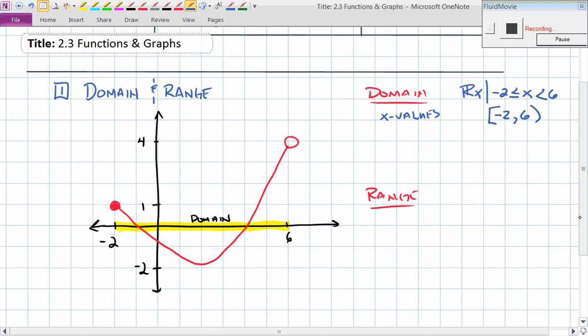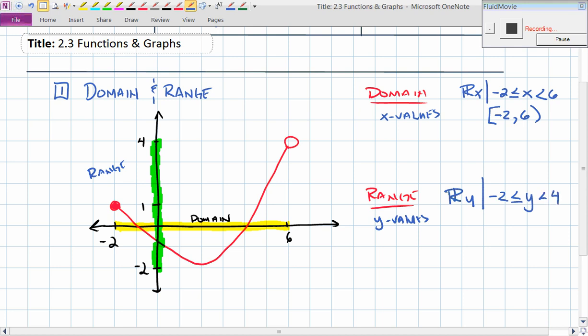Now, for range, we would do the exact same thing, except we would squish the graph onto the y-axis. So if I squish the graph onto the y-axis, you can imagine all of these points right here would be lit up on the y-axis. That right there indicates your range. So when we're talking about range, we're talking about y values. So we would say the range is all real numbers y, because we're talking about y values, such that -2 is less than or equal to y, which is less than 4.